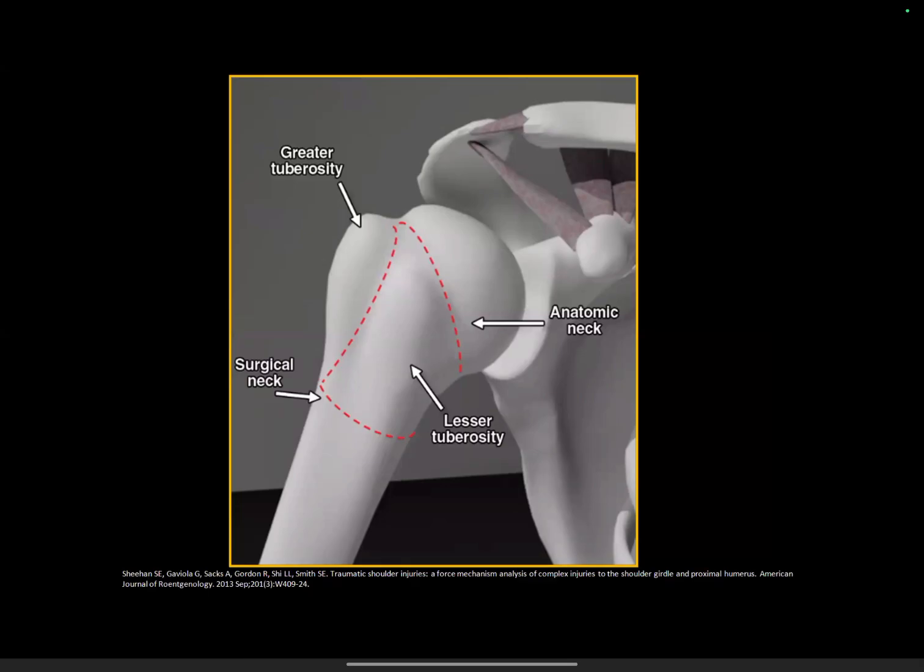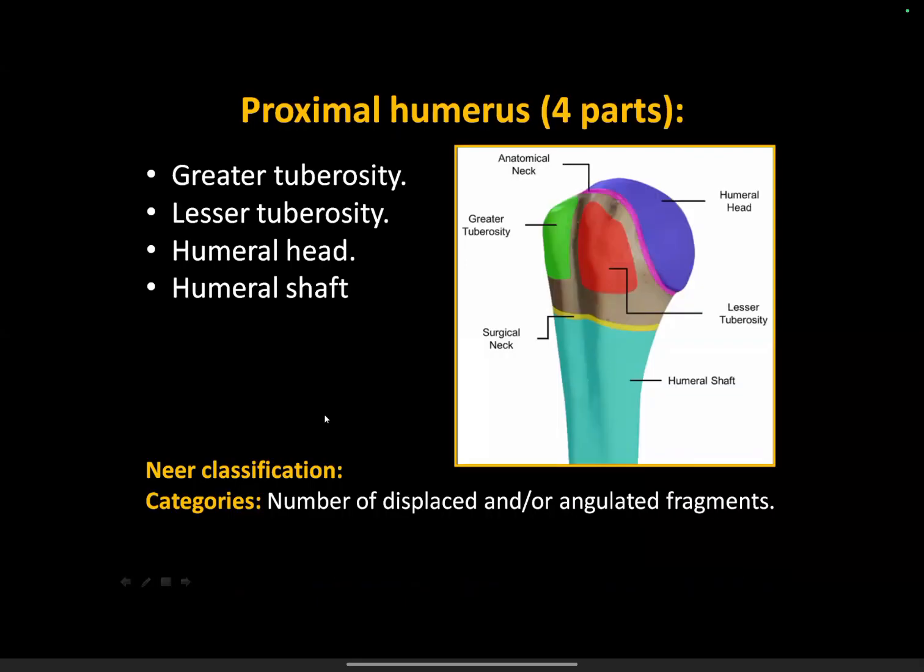Now, our main players for proximal humeral fractures are these four. We have the greater tuberosity, lesser tuberosity, anatomical neck, and the surgical neck. In order for us to decide the types of proximal humeral fractures, they're basically divided into four parts, depending on the number of players, which we talked about earlier: the greater tuberosity, lesser tuberosity, humeral head, and shaft involved. So the number of displaced or angulated fragments will tell us the severity of injury we're dealing with, and hence the classification.